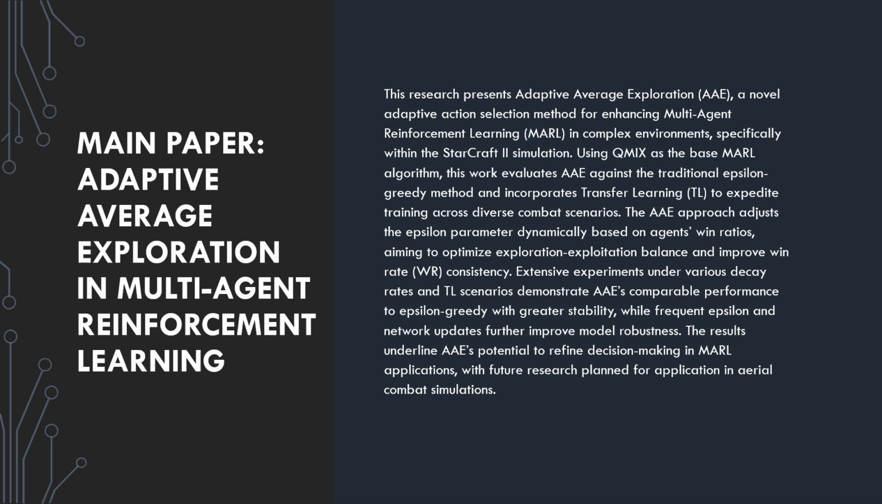Adaptive average exploration was tested against traditional epsilon greedy exploration in the QMix algorithm. Results show that the adaptive average exploration achieves more stable and efficient learning, while transfer learning further enhanced performance across similar combat types. Frequent exploration updates also contributed to stability, outperforming conventional approaches in multi-agent tasks.